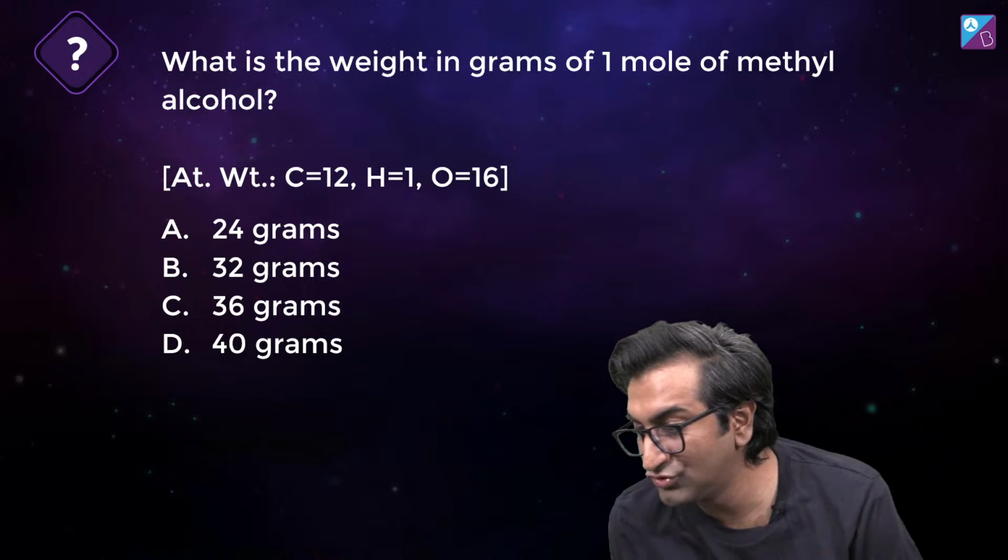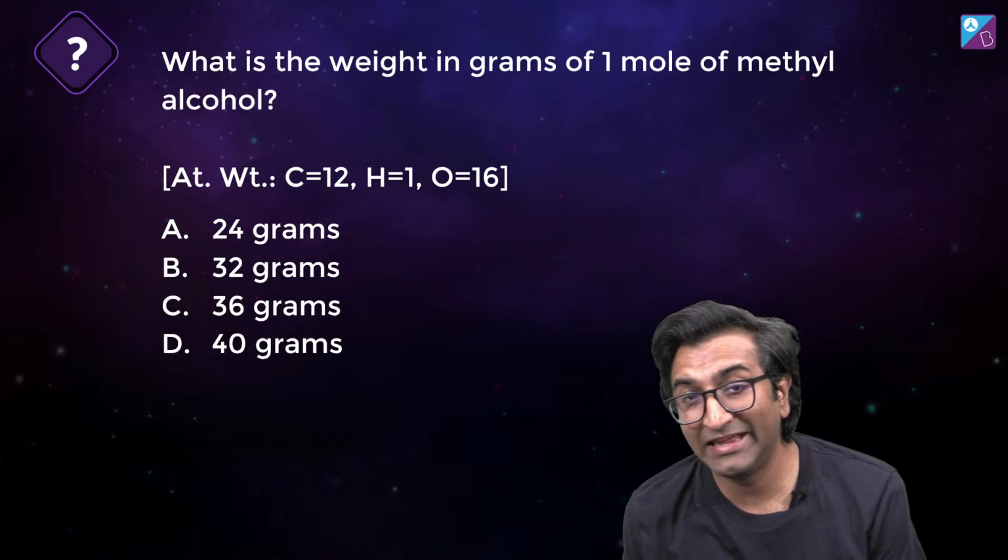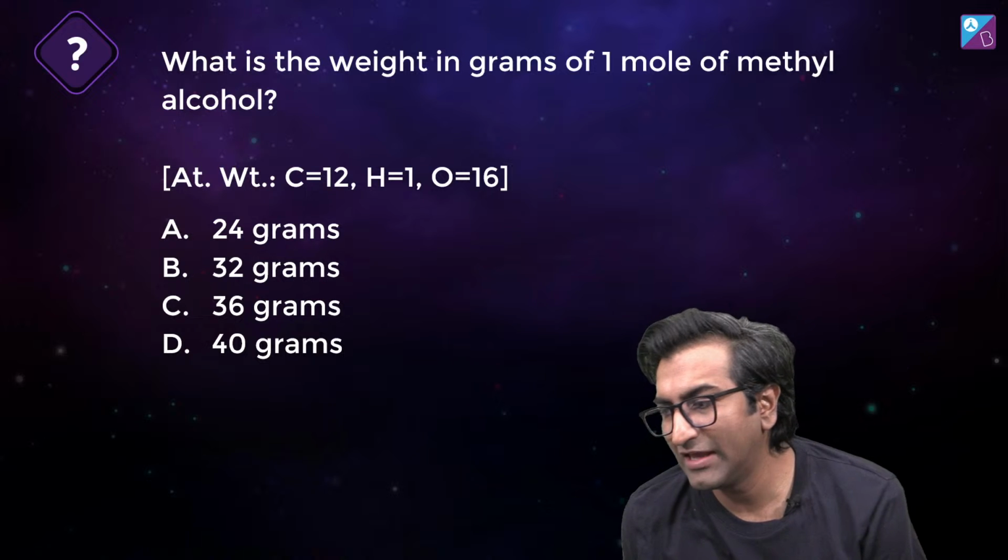In case of ions, we use G. Shrishti, in case of moles of ions, we use G. In case of just ions, you use mu.